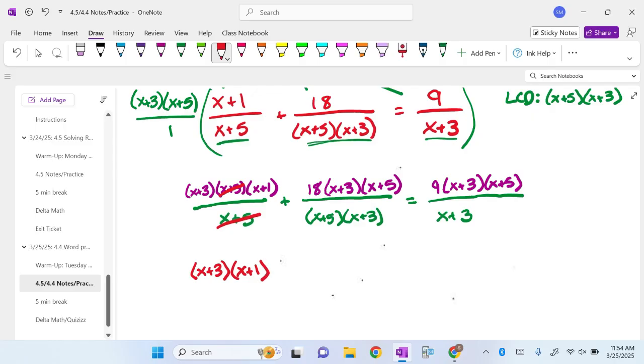What about the second fraction? What's there? X plus 3 goes bye-bye. X plus 5 goes bye-bye. What am I left with? So what am I left with? 18. So this would be plus 18. Is equal to what goes bye-bye in the last fraction? X plus 3. And I'm left with 9 times x plus 5.